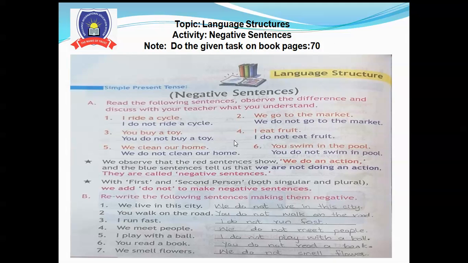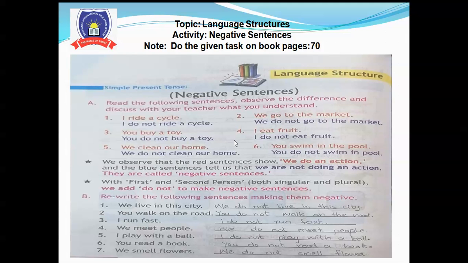Let's solve it. It says: rewrite the following sentences, making them negative. Number 1, we live in this city. We do not live in this city. That's good. Now tell me, you walk on the road. What will be the negative of this sentence? You do not walk on the road. That's good. I run fast. I do not run fast. We meet pupils. We do not meet pupils.